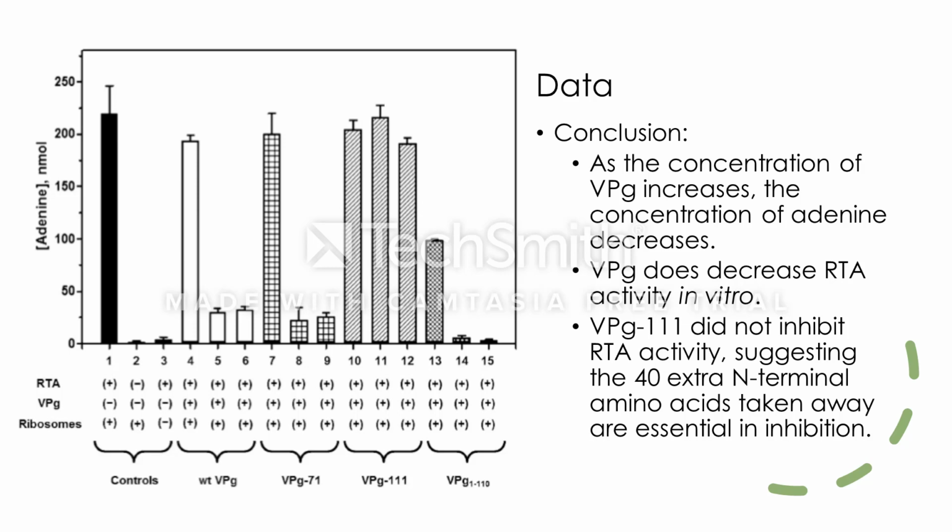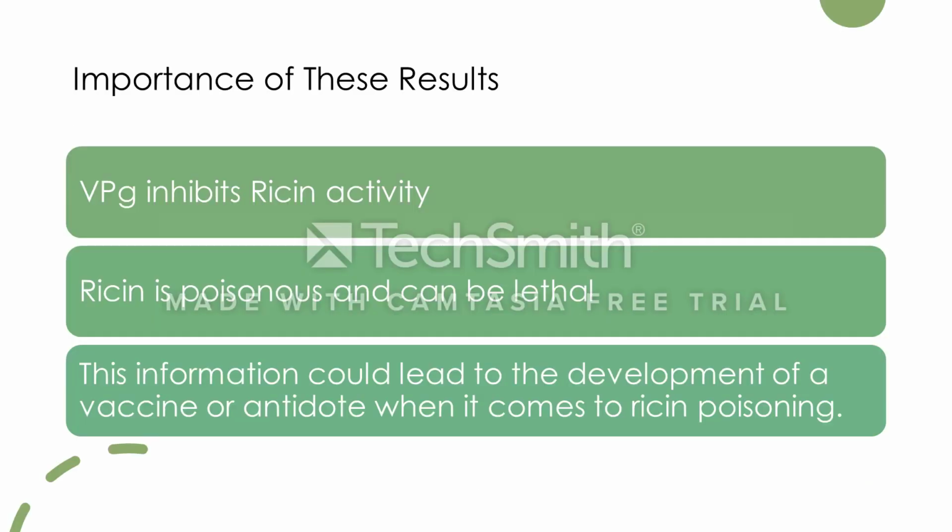The fact that VPG 111 did not inhibit ricin activity suggests that the 40 extra N-terminal amino acids taken away are essential in the inhibition of ricin. These results are important because they support the hypothesis that VPG inhibits ricin activity, at least in vitro. Since ricin is poisonous and can be lethal, it is important to find a vaccine or antidote to prevent poisoning. Since it has been found that VPG inhibits ricin, future studies could be done to test if it would be a good antidote in vivo.